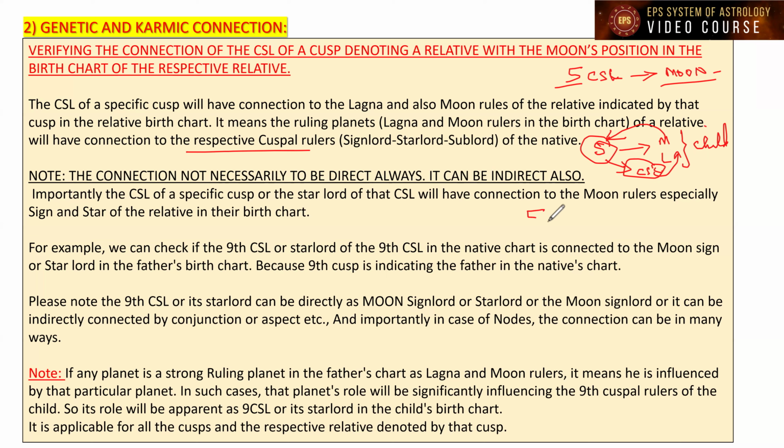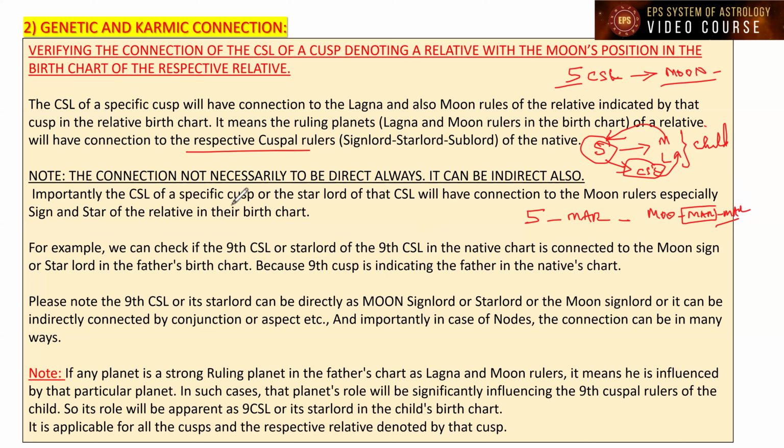Suppose the fifth cuspal sublord is Mars. If you take the birth chart of the child, the moon may be in the sign of Mars or in the star of Mars. If it is there, it is a direct connection, but all the time it may not be the same. So the connection is not necessarily direct always. It can be indirect also.